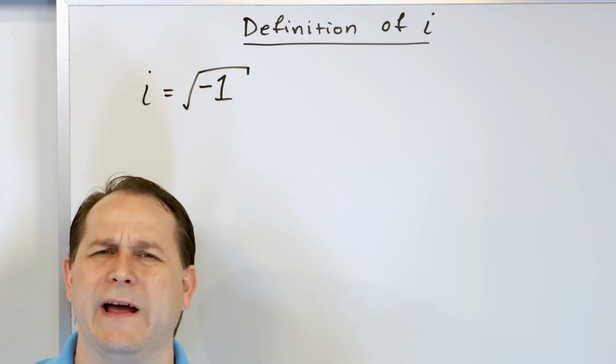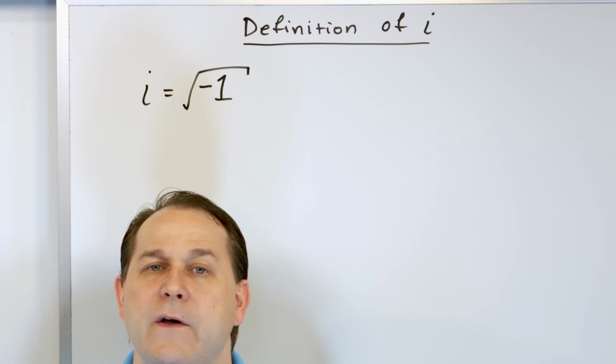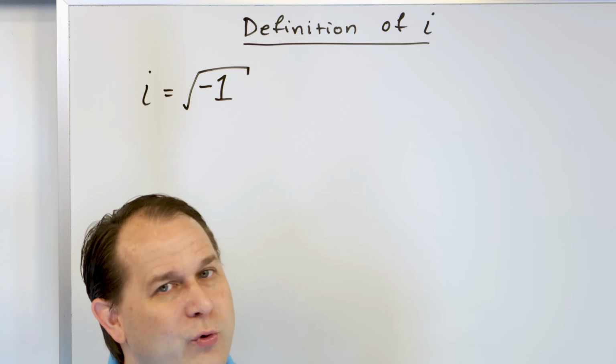Secondly, you're kind of scratching your head. Why? How can we do that? How is that legal? We can't take the square root of a -1. Well, the truth is you cannot take the square root of a -1 and get a real number back.